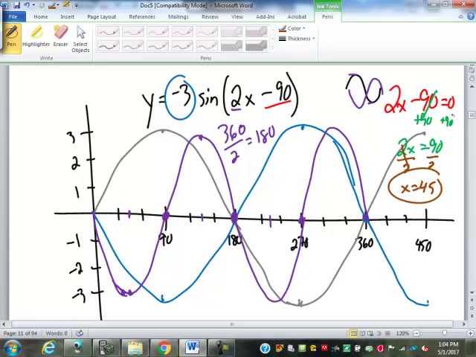That's a positive 45, which means I add 45 to everyone. This here is not 0, it's really 45. This is really 135. This is really 225. This is really 315. This is really 405, and so on. Does that make sense? Kind of.